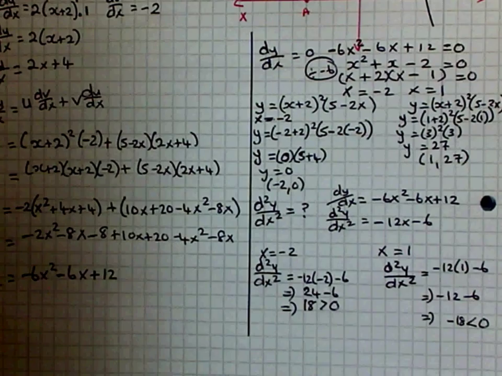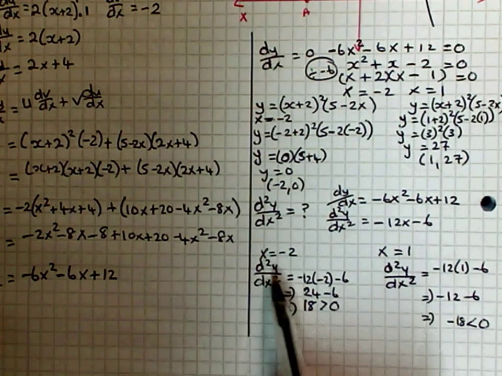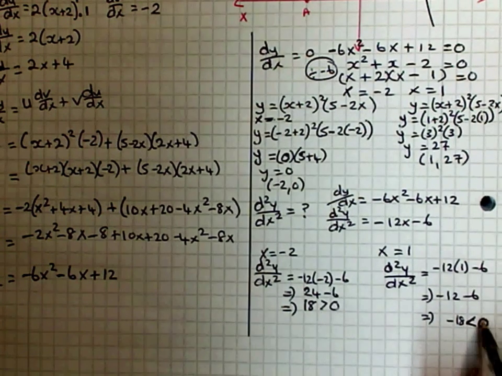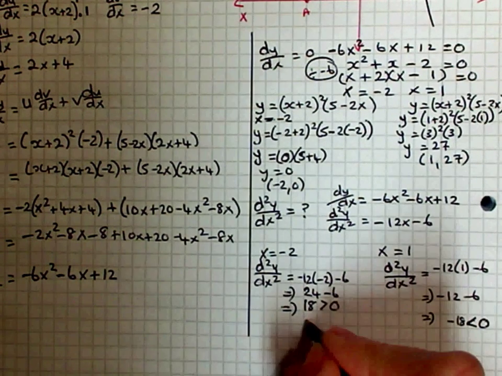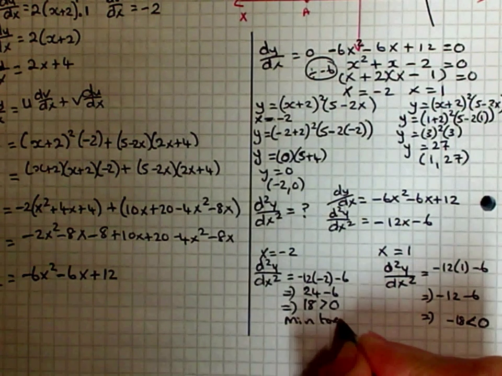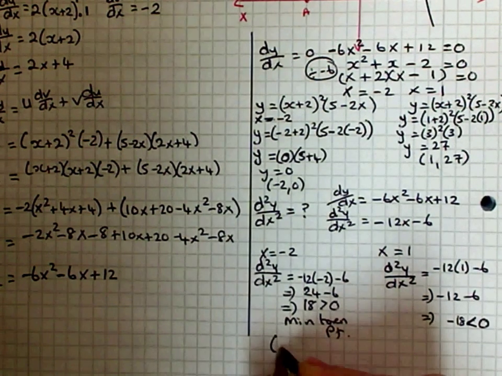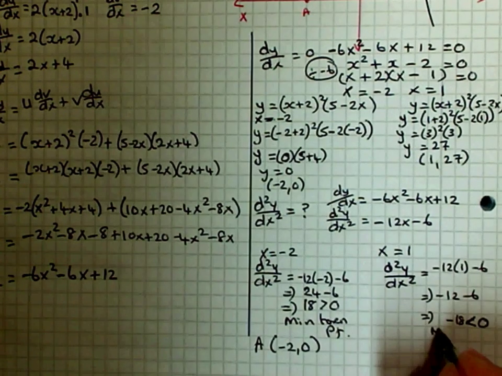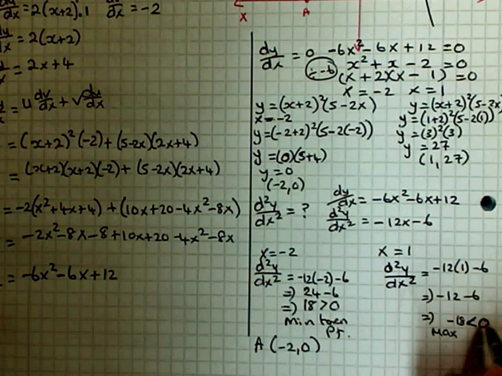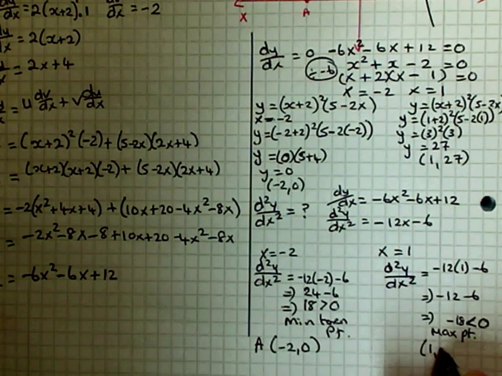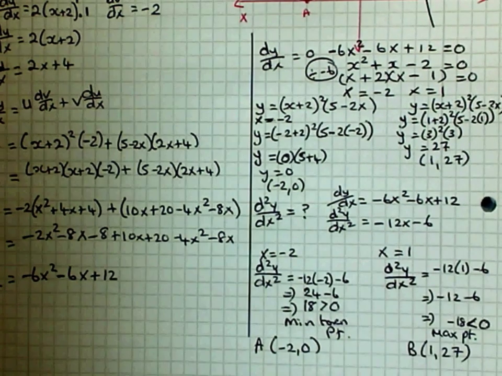Okay, so when you look at what you've got from your d squared y dx squared, 18 is greater than 0. The two values are very much different, an 18 and a minus 18. So this here is going to give you your minimum turning point. So therefore it occurs at minus 2, 0. So that there is point A, and your maximum turning point occurs when d squared y dx squared is negative. So that's your maximum point, which occurs at 1, 27. So that is the point B.